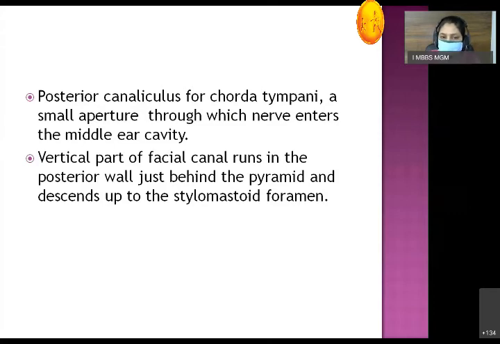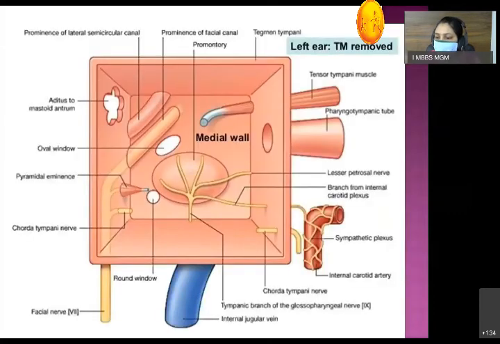And lastly, there will be the vertical part of the facial nerve. This is the vertical part of the facial nerve, which passes through this and opens into the stylomastoid foramen. So these are some structures which are present in the posterior wall.